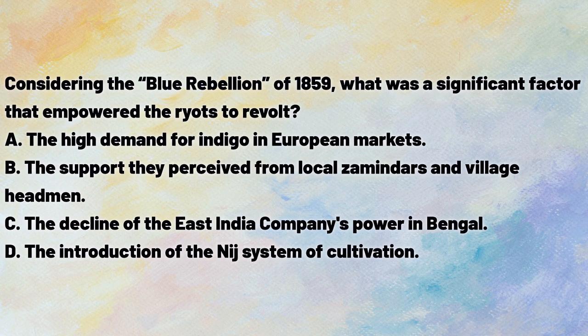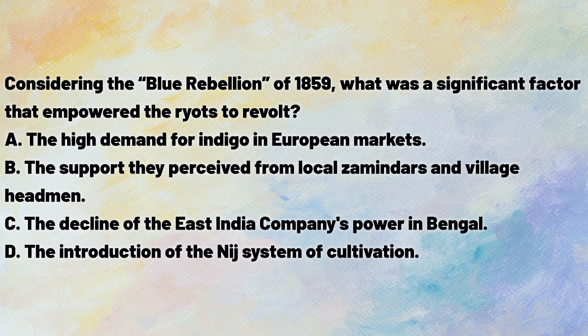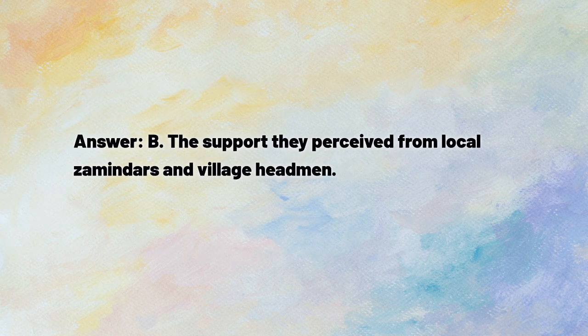Considering the Blue Rebellion of 1859, what was a significant factor that empowered the ryots to revolt? A. The high demand for indigo in European markets. B. The support they perceived from local zamindars and village headmen. C. The decline of the East India Company's power in Bengal. D. The introduction of the Nij system of cultivation. Answer: B. The support they perceived from local zamindars and village headmen.